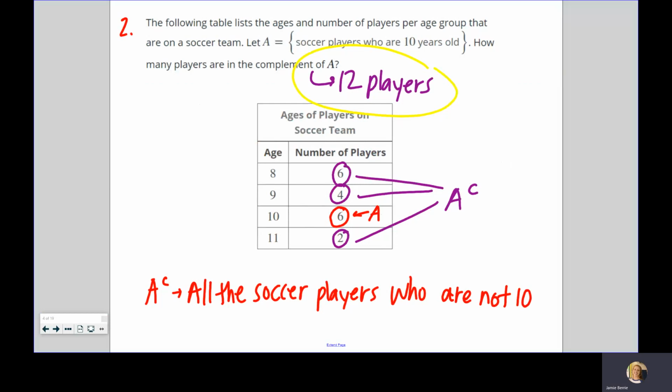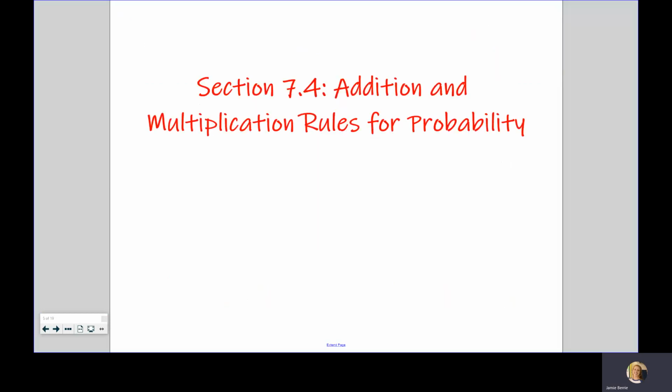All right, so let's move on to section 7.4. That was everything for 7.3. Section 7.4 is called Addition and Multiplication Rules for Probability. This section is much longer. There are lots of rules. So make sure you are getting these written down correctly. This is going to be something that you want to write on your index card for the next test.